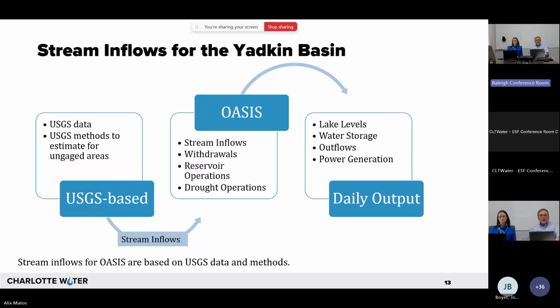And what helps make this work between the two basins is that historical data is used to validate that what's coming out of these models is reasonable and accurate.